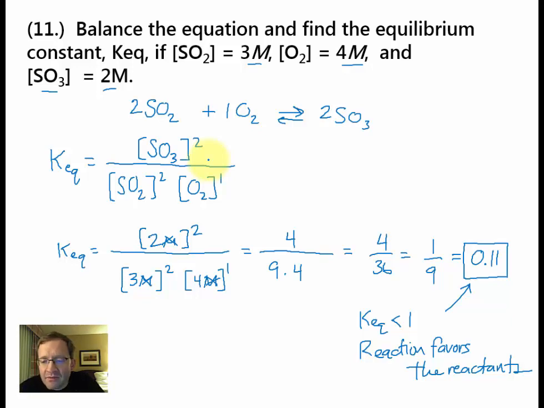So that's number 11. We come up with a KEQ of 0.11. If you think about significant figures here, you're thinking, oh, should that just be 0.1? That's fine. In the end, 0.1, 0.11, they're all going to tell us the same thing. This reaction is favoring the reactants because its value is less than 1 for the KEQ calculation.